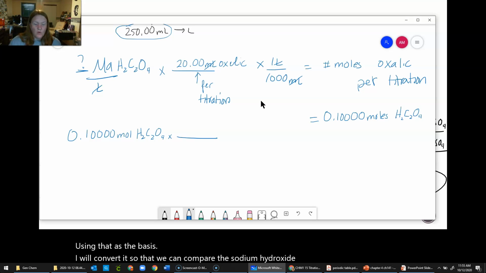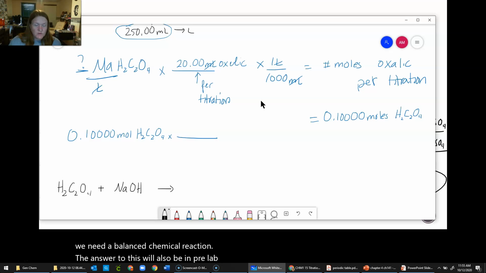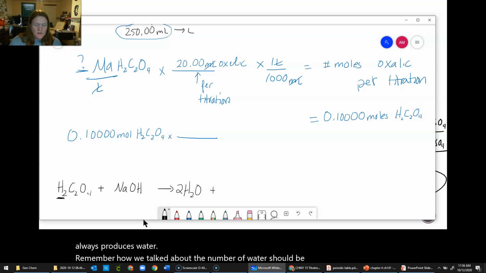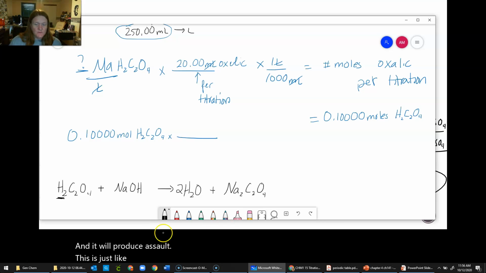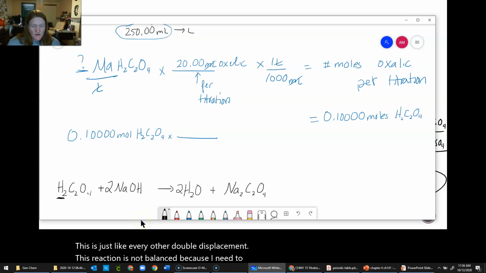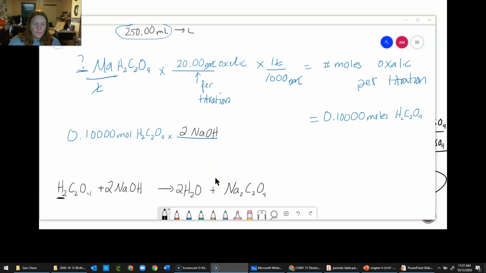In order to do that, of course, we need a balanced chemical reaction. The answer to this will also be in your pre-lab, right? Remember that a neutralization reaction always produces water. And remember how we talked about the number of water should be reflected over here. And it will produce a salt. This is just like every other double displacement. This reaction is not balanced because I need to have 2 sodium hydroxide in order to make 2 sodiums and 2 water. All right. So we'll pop 2 NaOH on the top because that's what I'm trying to get into.